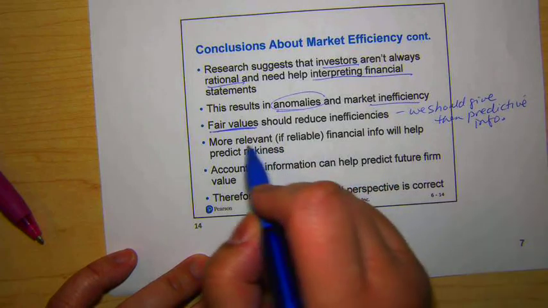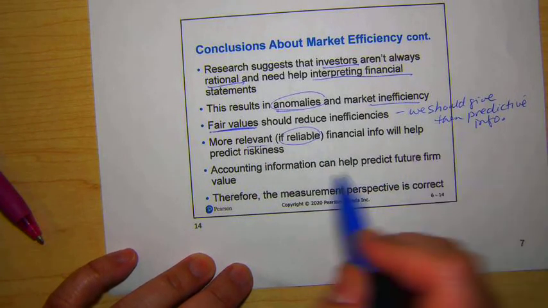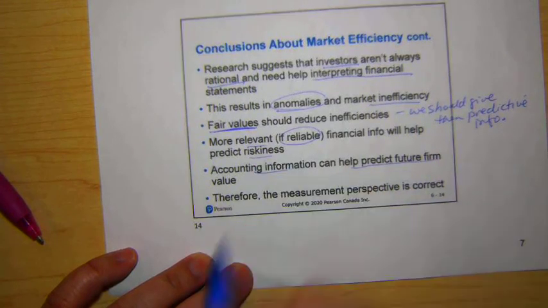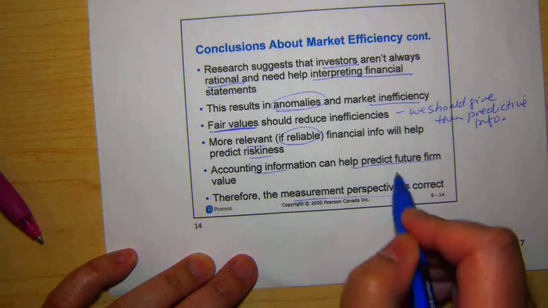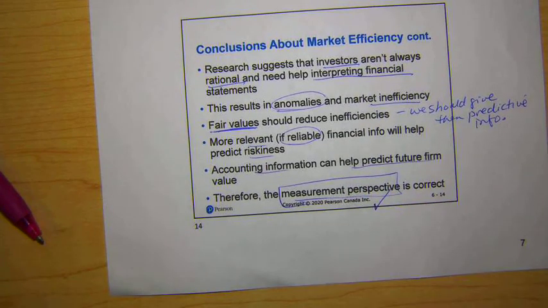And more relevant, it has to be reliable. Financial information will help, and accounting information can help predict future firm value and riskiness. So the measurement perspective wins. Questions?